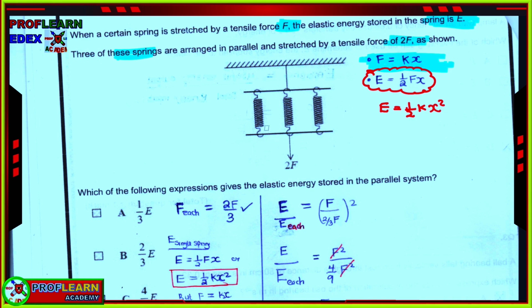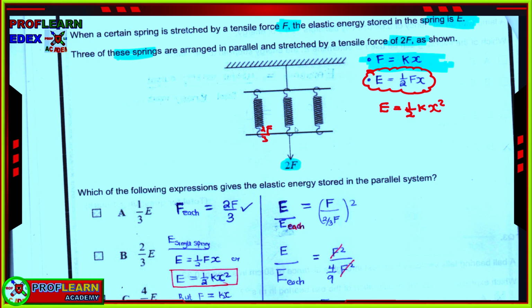So what do we understand when springs are arranged in parallel and are stretched by a given force? All these springs are going to share the force that we're having here. So this spring will be stretched by 2F over 3.